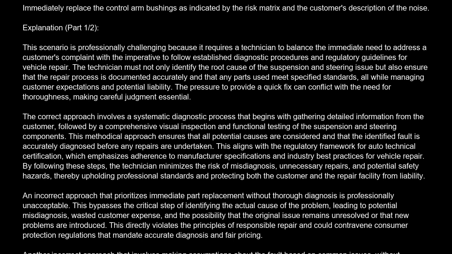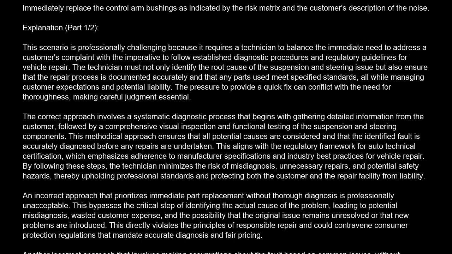The correct approach involves a systematic diagnostic process that begins with gathering detailed information from the customer, followed by a comprehensive visual inspection and functional testing of the suspension and steering components. This methodical approach ensures that all potential causes are considered and that the identified fault is accurately diagnosed before any repairs are undertaken. This aligns with the regulatory framework for auto technical certification, which emphasizes adherence to manufacturer specifications and industry best practices for vehicle repair.